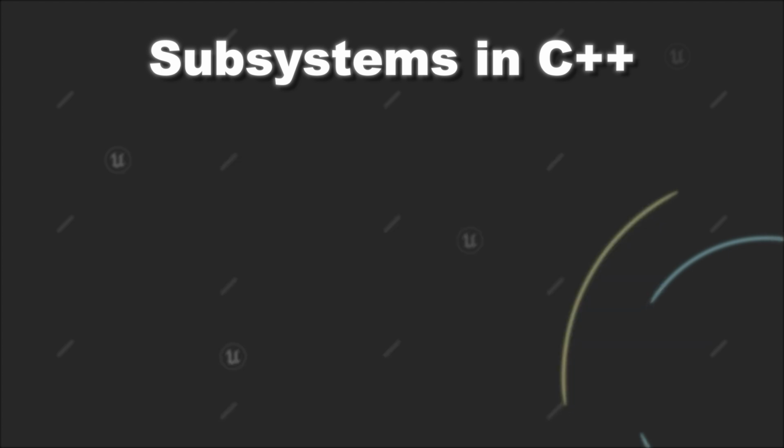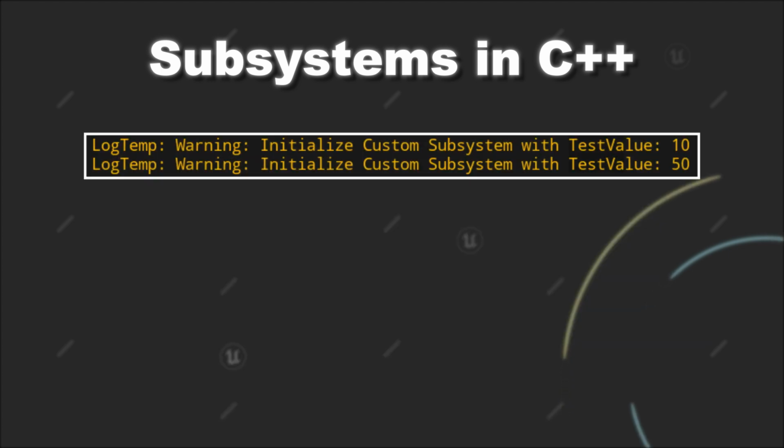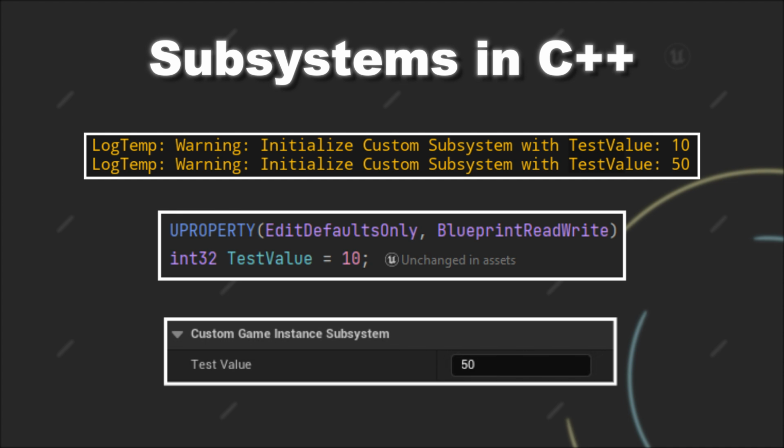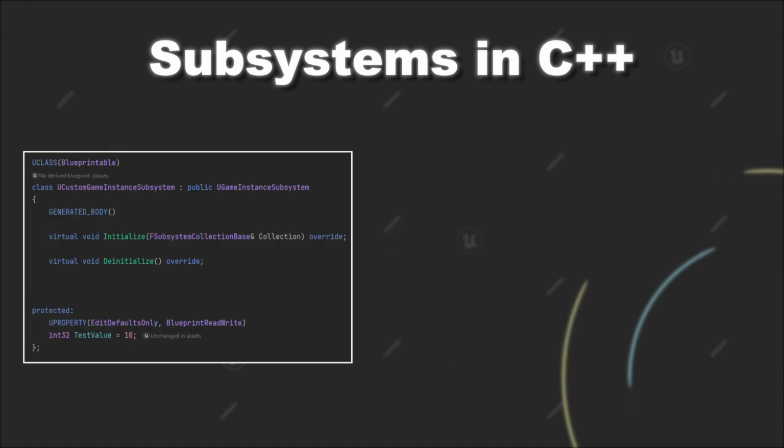However, if we now press play, you will see that our initialization code will be triggered twice. Once for the default C++ version and once for the Blueprint class that we have created. And this might not always be desirable. One solution for this problem is that you can enforce that only the Blueprint version of the subsystem gets used.